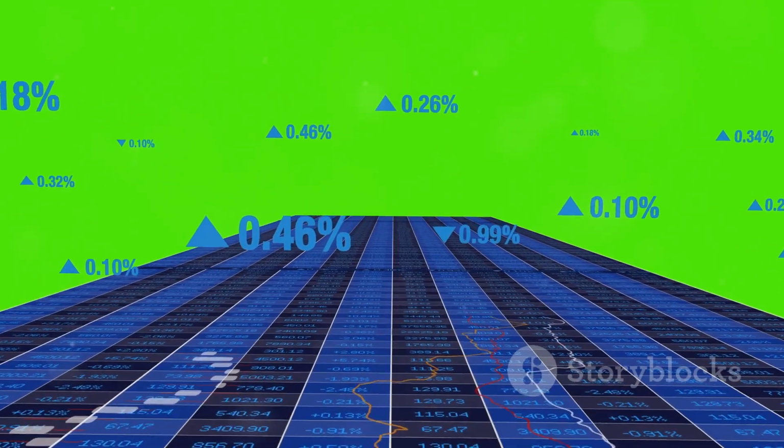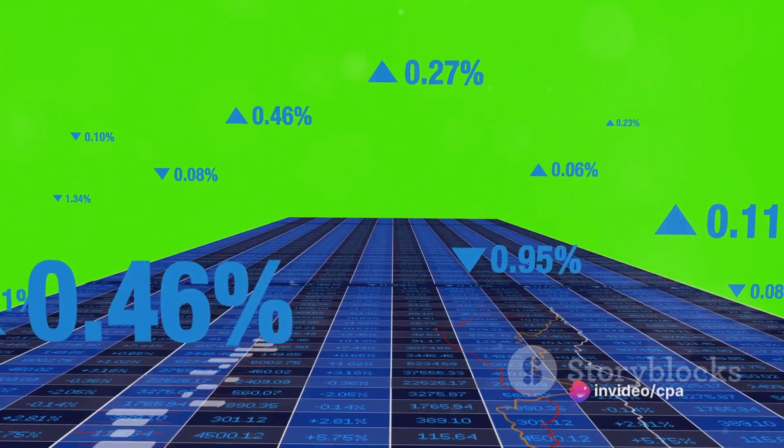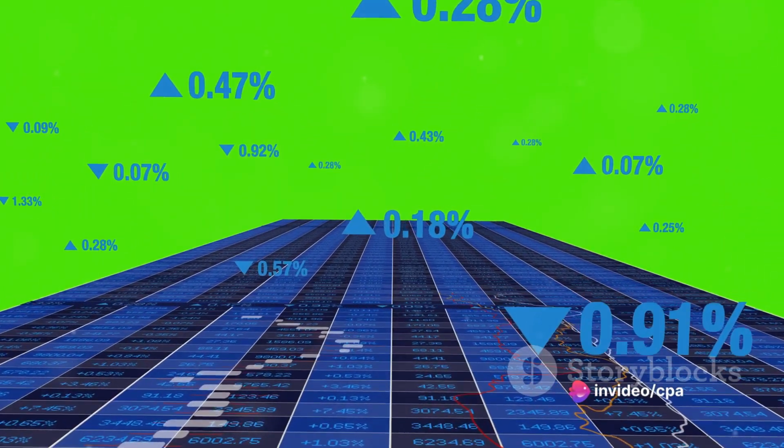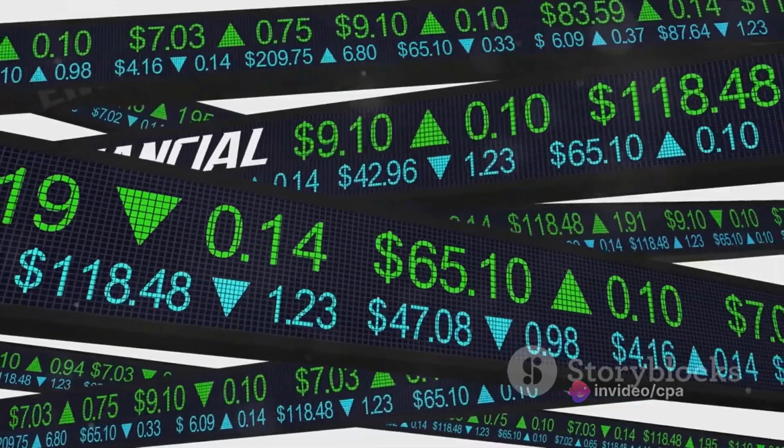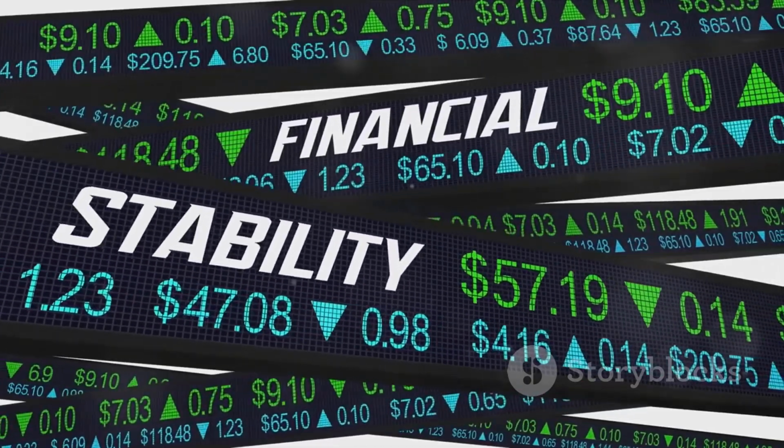Dive into the world of liquidity ratios, starting with the current ratio. This ratio, calculated by dividing current assets by current liabilities, measures a company's ability to cover short-term obligations. When this ratio is above 1, it signals good liquidity.